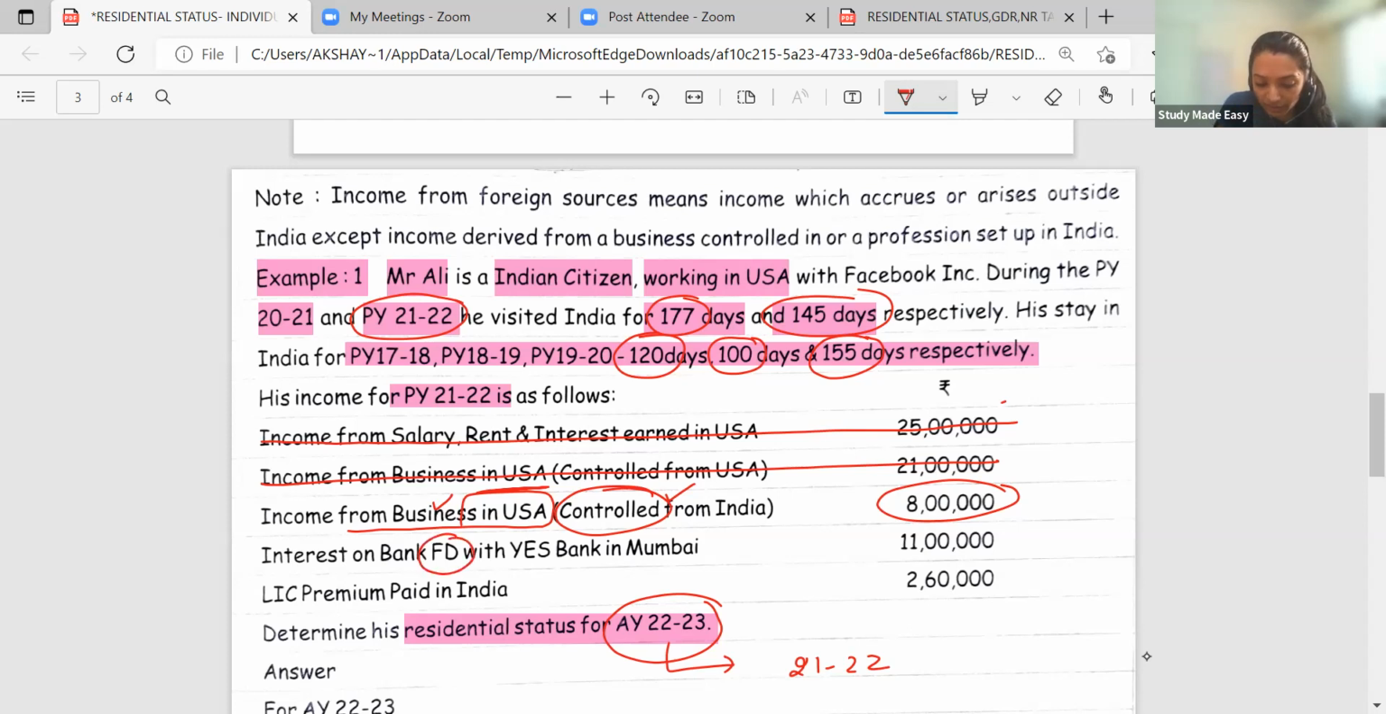Interest on FD. Bank is in Mumbai. Obviously, the source is in India. 11 lakh will be considered. Who has forgotten this? LIC premium in India, 2,60,000. Remember one thing. Total income was written. Total income should exceed 15 lakh. Generally, students add 8 lakh. They add 11 lakh. Now it comes to 19 lakh and they totally forget that it is about total income. That means gross total income minus deduction. Then it will be coming total income. So you have to subtract what? You have to subtract 2,60,000 from here.